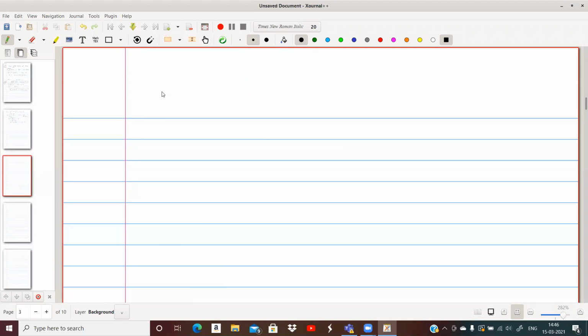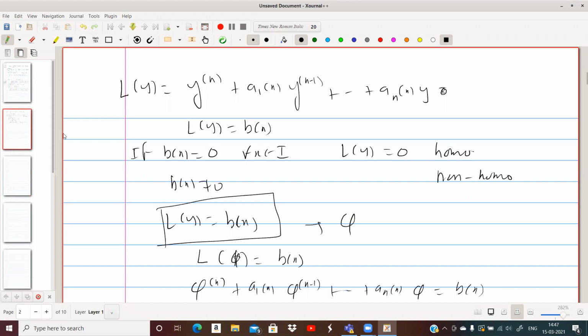So L of y equal to b. In this chapter, we assume that the complex valued functions a1, a2, an, and b are continuous on the interval I. The coefficients, whatever you have written, a0, a1, a2, an, b, are continuous on the defined real interval I. And L of y is always denoted by the above notations that we have seen here.